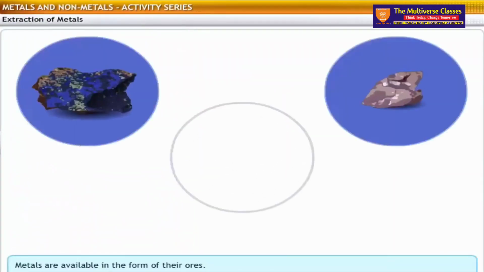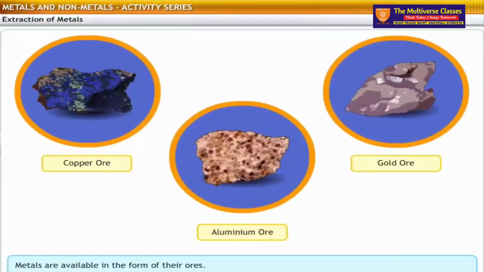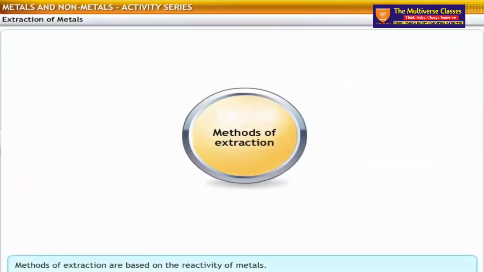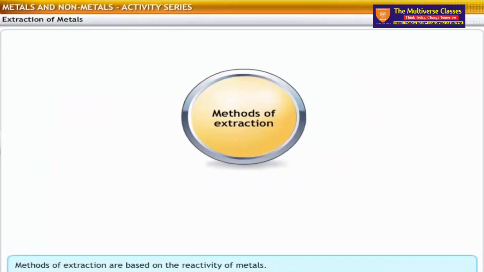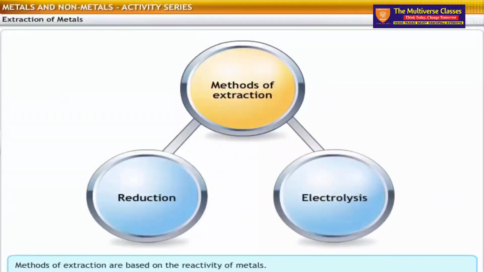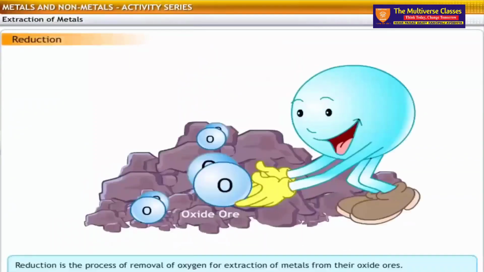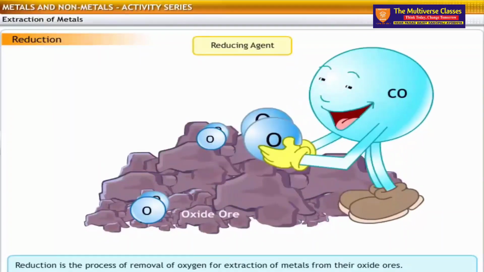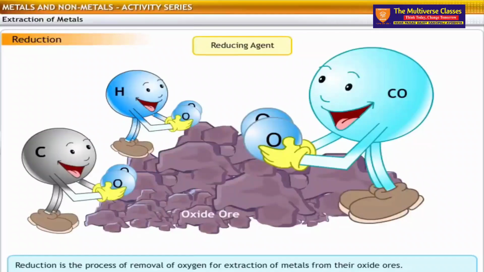A number of metals are available only in combined forms as ores. To obtain the pure forms of these metals, we need to extract them from their respective ores. Based on the reactivity displayed by metals, they can be extracted through the following methods: reduction and electrolysis. Reduction is the process of removal of oxygen for extraction of metals from their oxide ores. The common reducing agents used for reduction of metal oxides are carbon monoxide, carbon, and hydrogen.